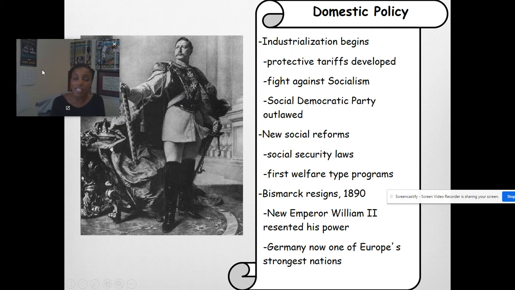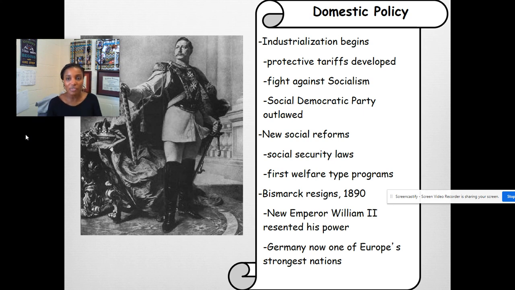Let's look at his domestic policy. Industrialism begins, and protective tariffs, or taxes, are developed to stimulate the economy and to fight against socialism. So they outlawed the Social Democratic Party, and we bring in some new social reforms. You get social security laws, you get some of these welfare type programs. And finally, Bismarck resigns in 1890, and they get a new emperor, William II, who resented his power. Germany will now be one of Europe's strongest nations as a result of some of the steps that Otto von Bismarck took domestically, militarily, and economically.